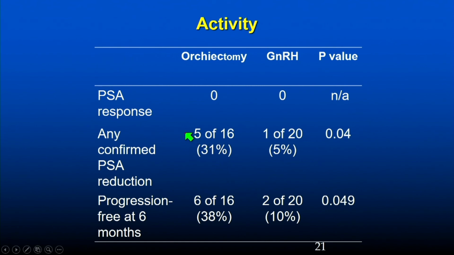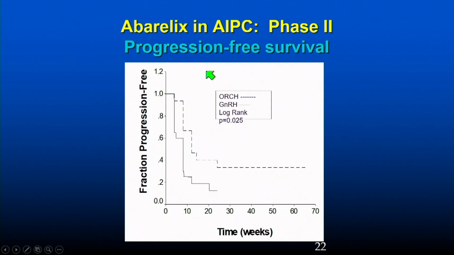And if one takes a look at PSA response using conventional criteria, in the prior orchiectomized patients, we had a 31% response rate compared to 5% in the LHRH population, and the progression-free survival at 6 months was basically 38% versus 10%. These data have been looked at in other populations, especially with Abarelix. So there's some information to suggest that in patients with high levels of ambient FSH following the development of castrate-resistant prostate cancer, further reduction of FSH may play a potential role in further affecting some biochemical remissions. And here's the progression-free survival in the orchiectomized population versus the GnRH population.